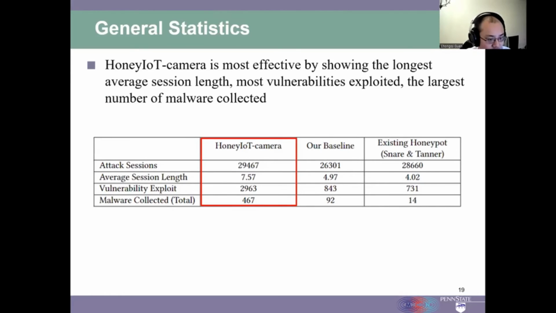So after deploying them on AWS for 3 months, all honeypots received some attack traces. As shown in the table, the HoneyIoT camera is the most effective one, having the longest average session length, the most vulnerabilities exploited, and the largest number of malware collected.